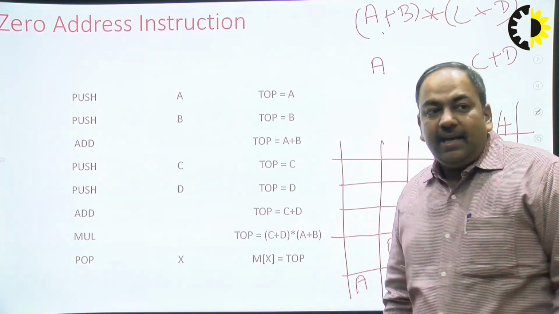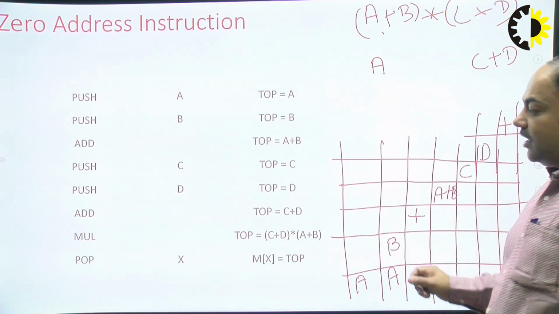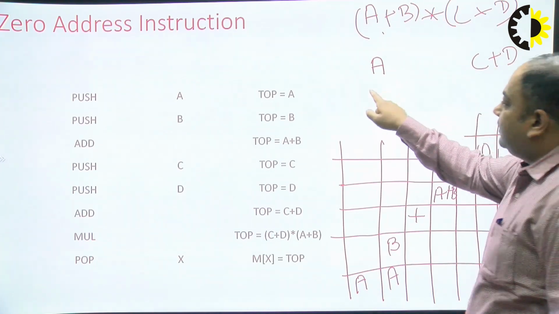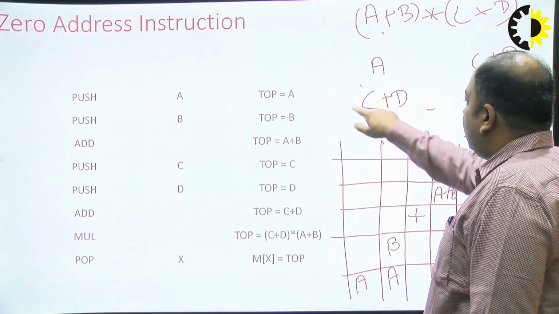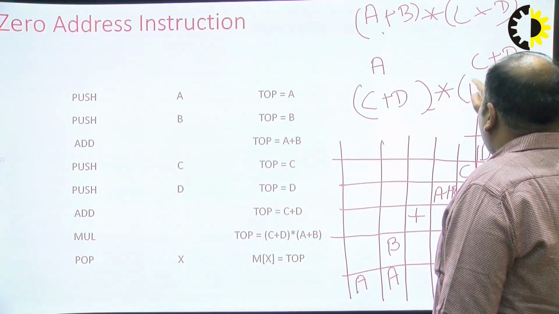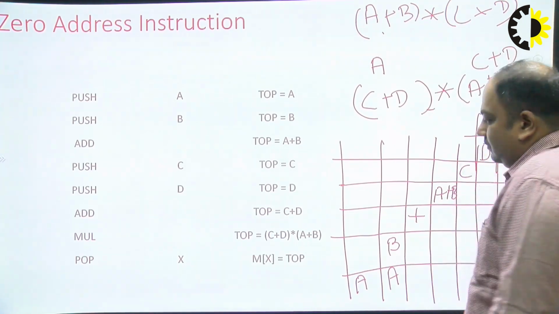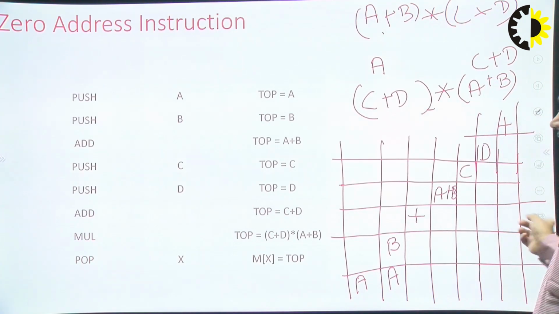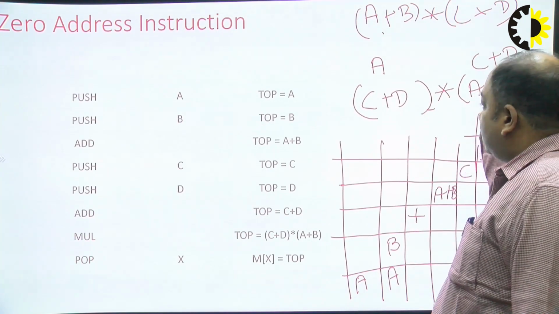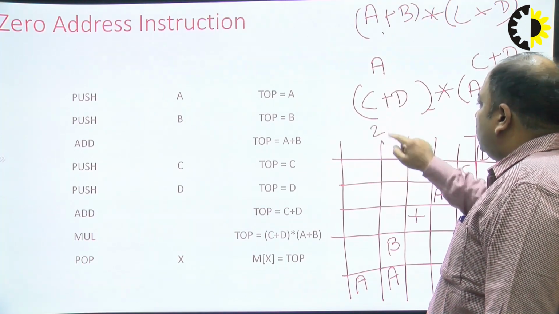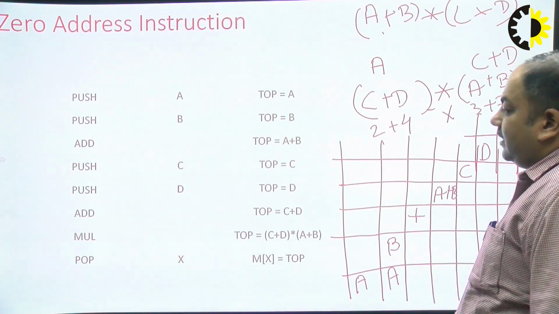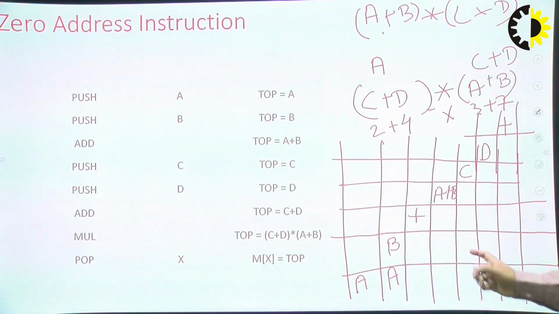Top is equal to C plus D, and now we have to multiply. But one thing we have to be clear about: while we do multiplication, our C plus D comes before A plus B. We evaluate the values of A plus B later than C plus D. Okay. We have 2 plus 4 into 3 plus 7. In this way, we have to execute a zero address instruction using stack organization.